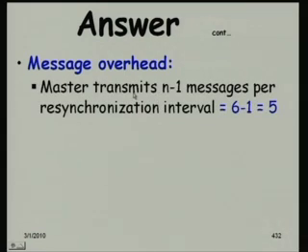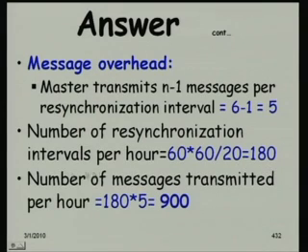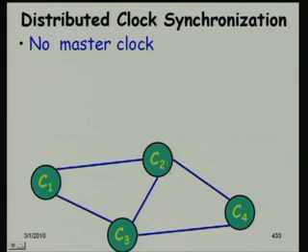Now, how many messages need to be transmitted? The master transmits 5 messages for each resynchronization interval. So, that is 60 into 60 divided by 10, which will be 360, and then the number of messages transmitted per hour will be 360 into 5, 1800, simple thing. Now, let us see the distributed clock synchronization.